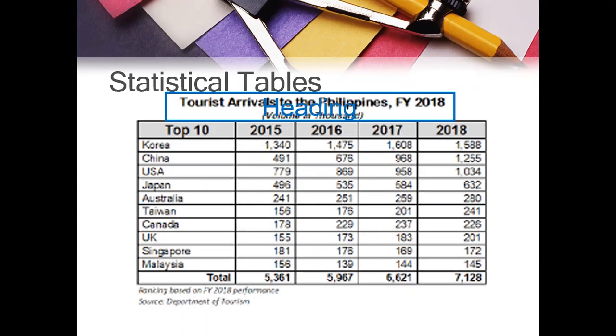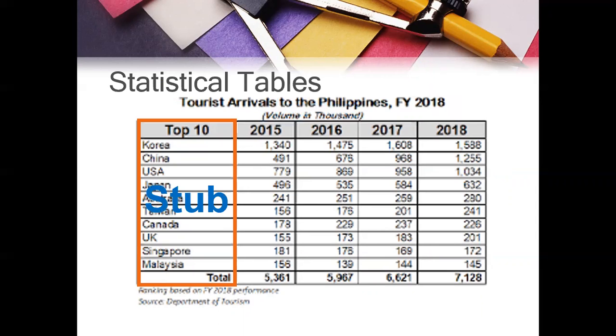So this is the heading, which consists of the title Tourist Arrivals to the Philippines for fiscal year 2018. The headnote is volume in thousand. This part is the stub. The stub head is top 10, so top 10 countries. And the row captions are the countries.